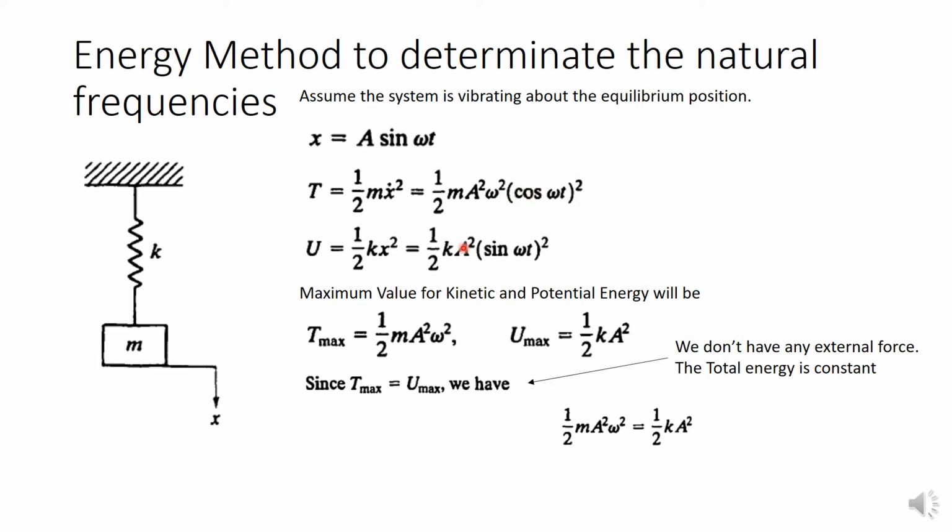And it will be, because this maximum is 1, and for the potential energy this is 1, so it will be also this term. So when they should be equal, this item should equal to this item, then we can get this form. So we can cancel A squared, and we will get omega squared equal to K over M. Omega equals the square root of K over M. So using the energy method, we can also derive our natural frequency.